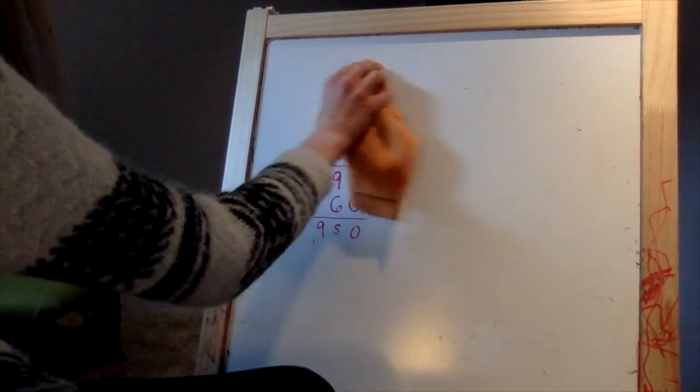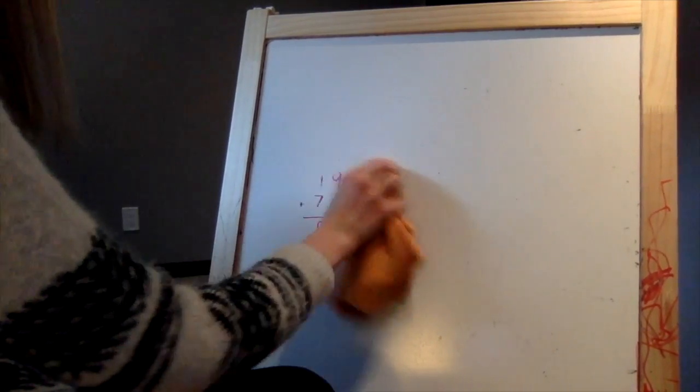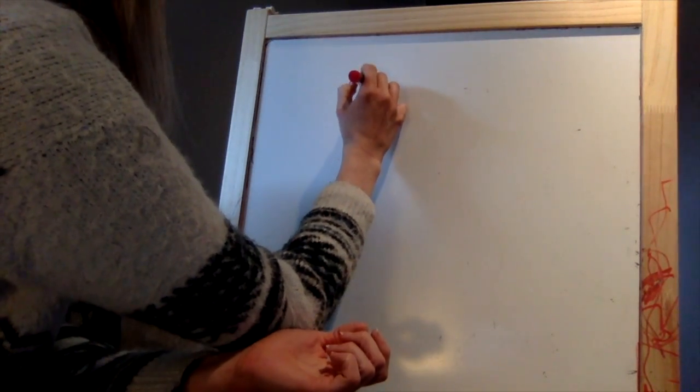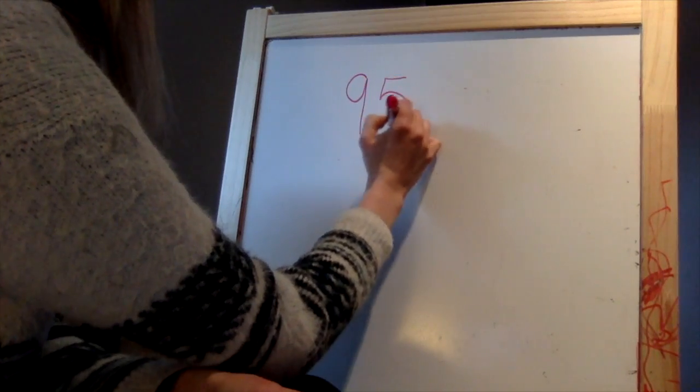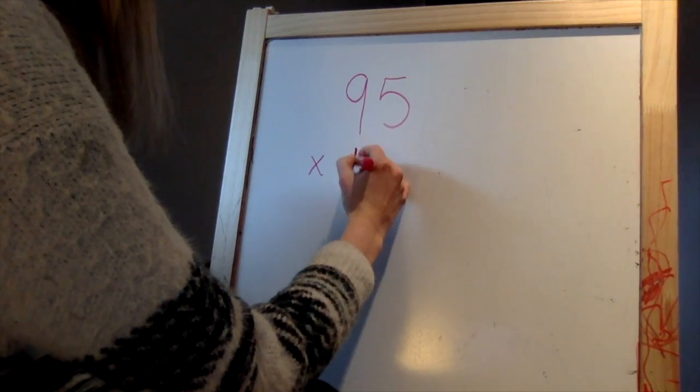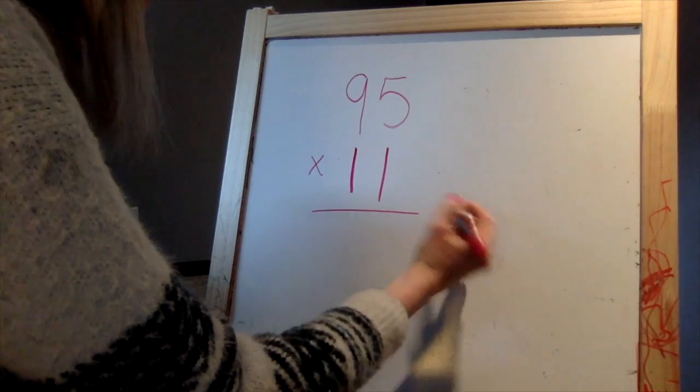So I'm going to erase this, and I'm going to do our next one. Our next one is 95 times 11. I'm going to make it a little bigger so it's easier to see. 95 times 11.